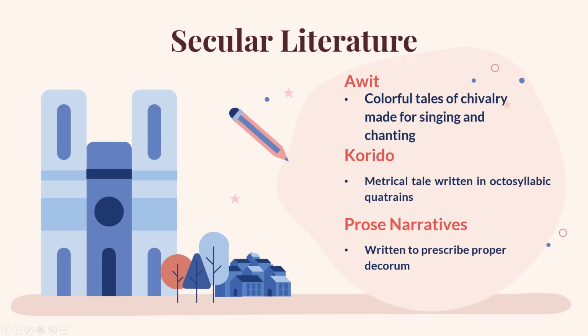In secular literature, you have awit, corrido, and prose narratives. For awit, it is the colorful tales of chivalry made for singing and chanting. Corrido, it is the magical tale written in octosyllabic quatrains. And prose narratives, it is written to prescribe proper decorum.